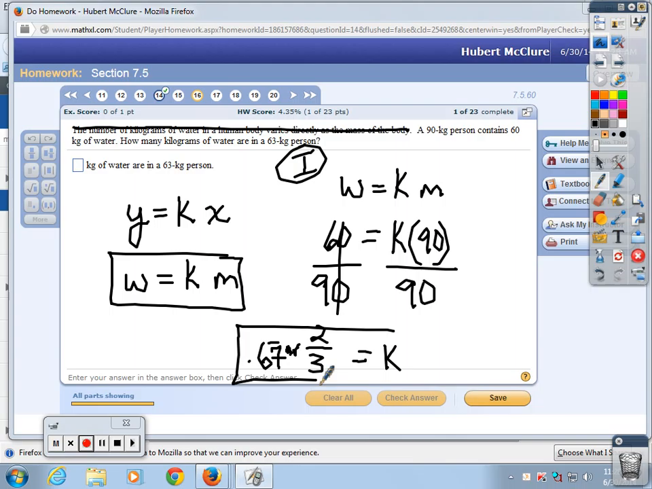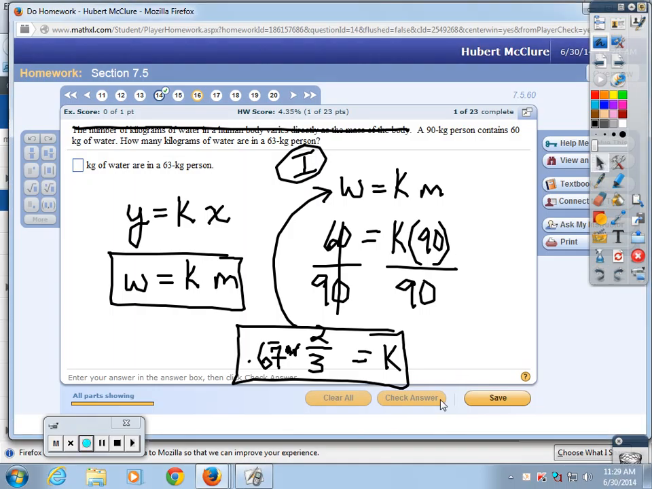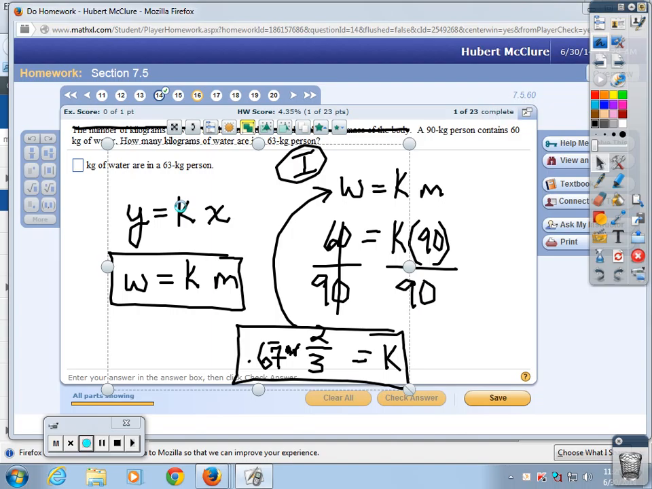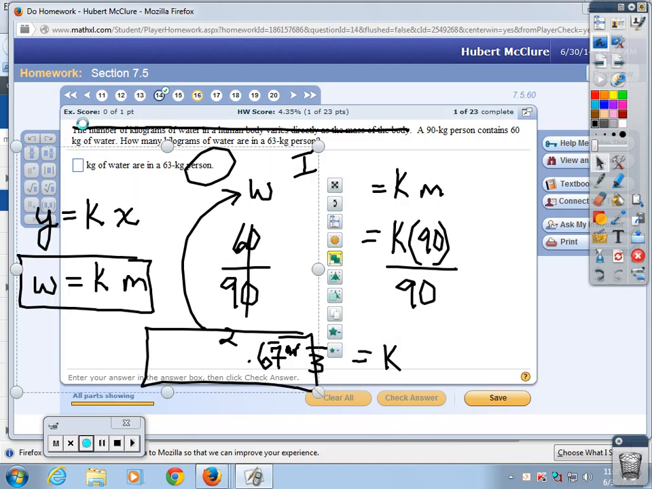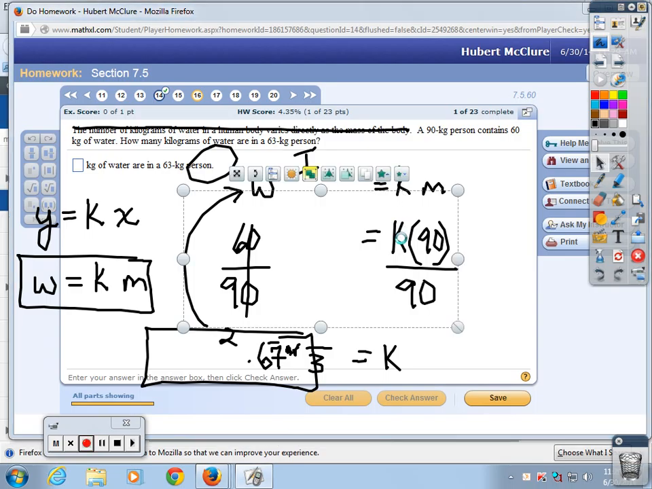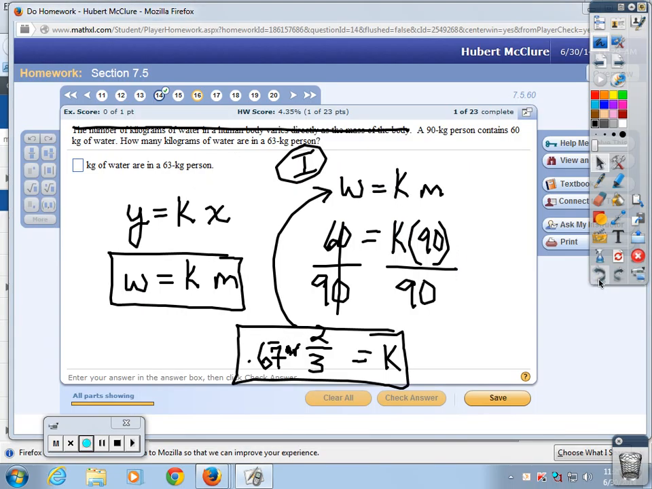So I take K, and what do I do with K? Plug it back in, Hubert. That's right, class. Oops, sorry. Let me move this over. One of these days, y'all going to have to show me how this thing works. I try. So, W is equal to 2/3 times M. And that takes care of this.